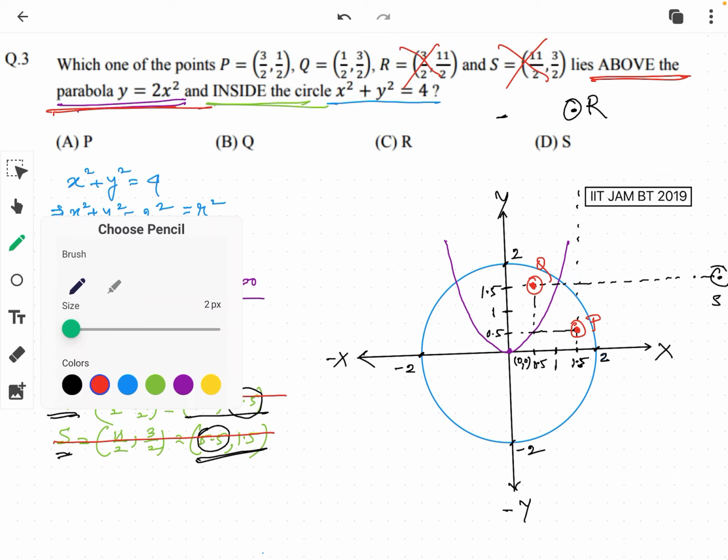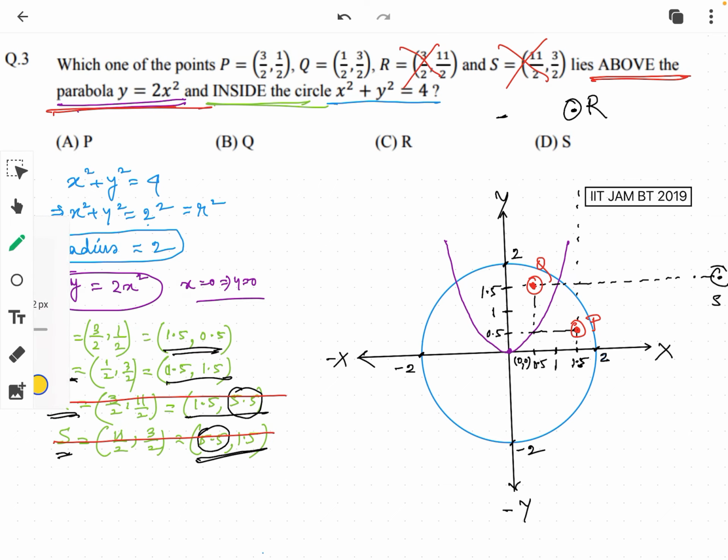I hope, if the parabola is like this also, then also P will be below the parabola, not above the parabola, right? So here the correct answer is Q, not P. P is not the point, Q is our point. That is how here our correct answer is option B, Q.